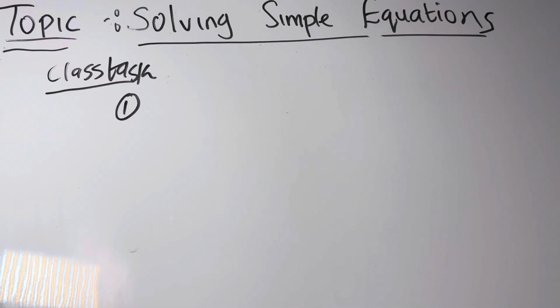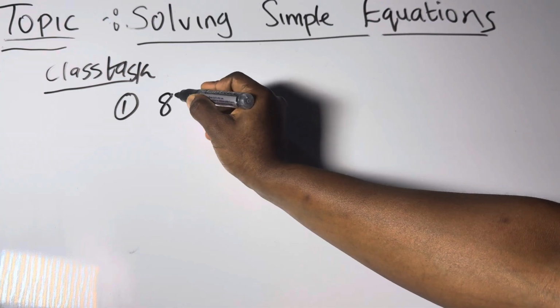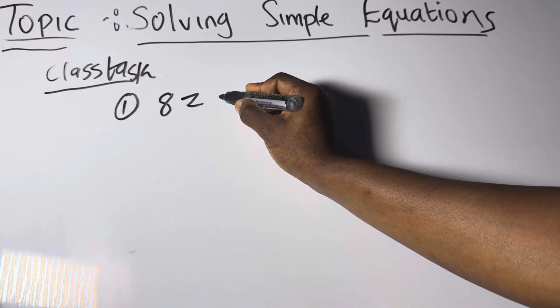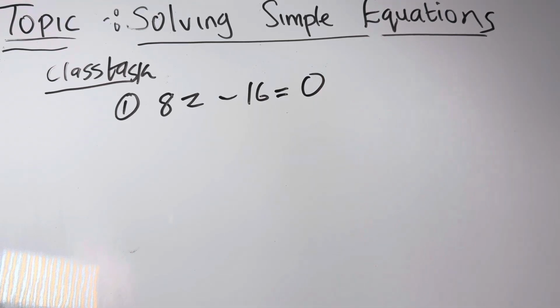Question 1: 8z minus 16 equals 0. 8z minus 16 equals 0. After the count of 10, we are going to solve the correction.